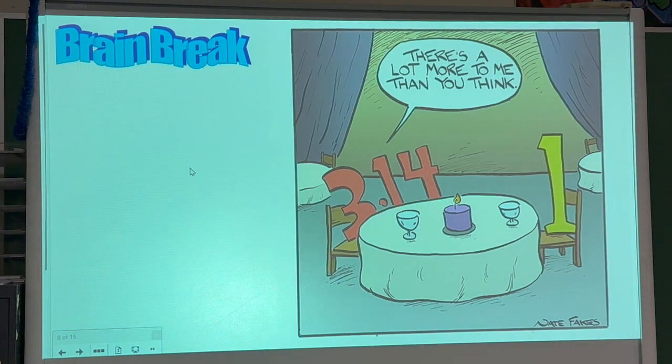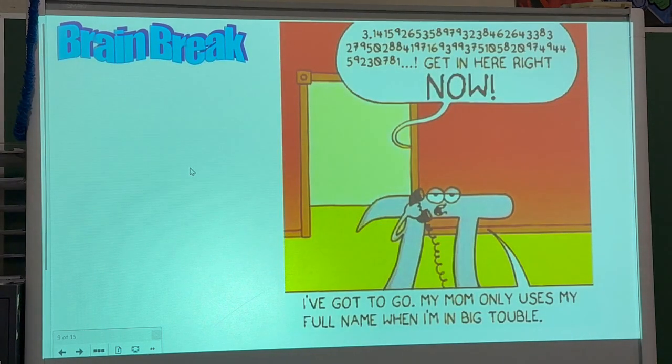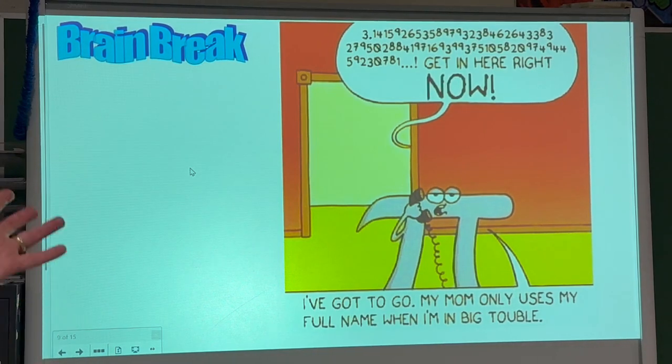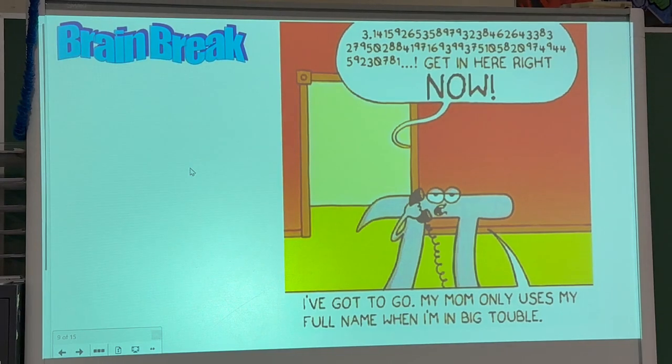Pi, oh my, Pi's out on a date. 3.14. Pi says there's a lot more to me than you think, because Pi goes on forever and ever and ever. You never really get to know all there is about Pi. I gotta go. My mom won't use my full name unless I'm in big trouble. 3.1415926535. Get in here right now. Anybody else have that where you know you're in trouble when your mom breaks out your full government name? Yep. Mr. Brown, get in here right now. Yes, Mom.